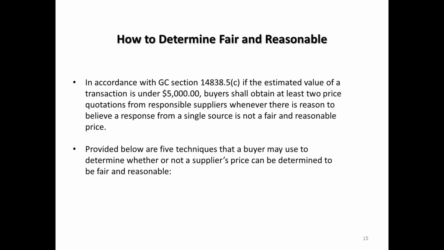How to determine fair and reasonable. In accordance with Government Code 14838.5(c), if the estimated value of a transaction is under $5,000, buyers shall obtain at least two price quotations from responsible suppliers whenever there is reason to believe a response from a single source is not a fair and reasonable price. Provided below are five techniques that a buyer may use to determine whether or not a supplier's price can be determined to be fair and reasonable.